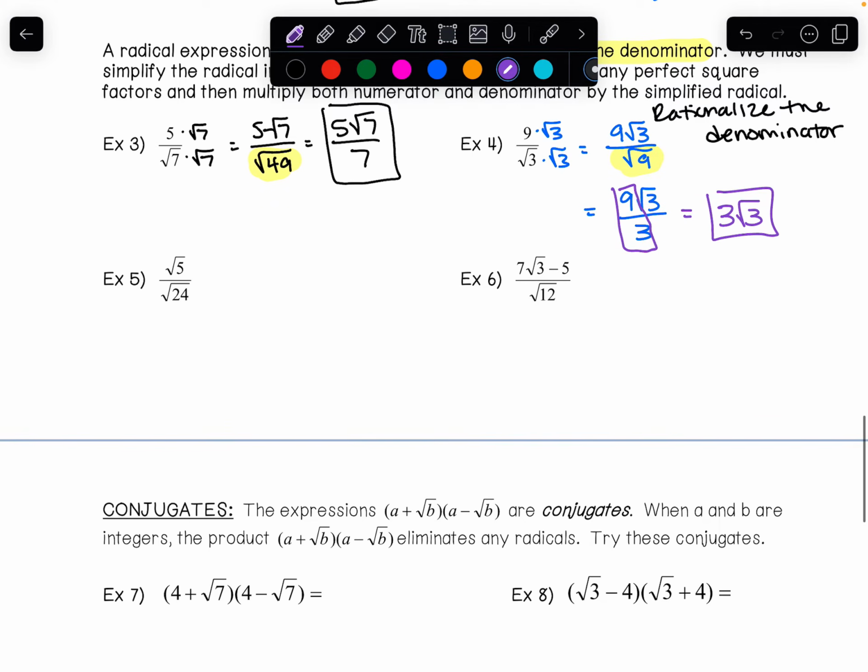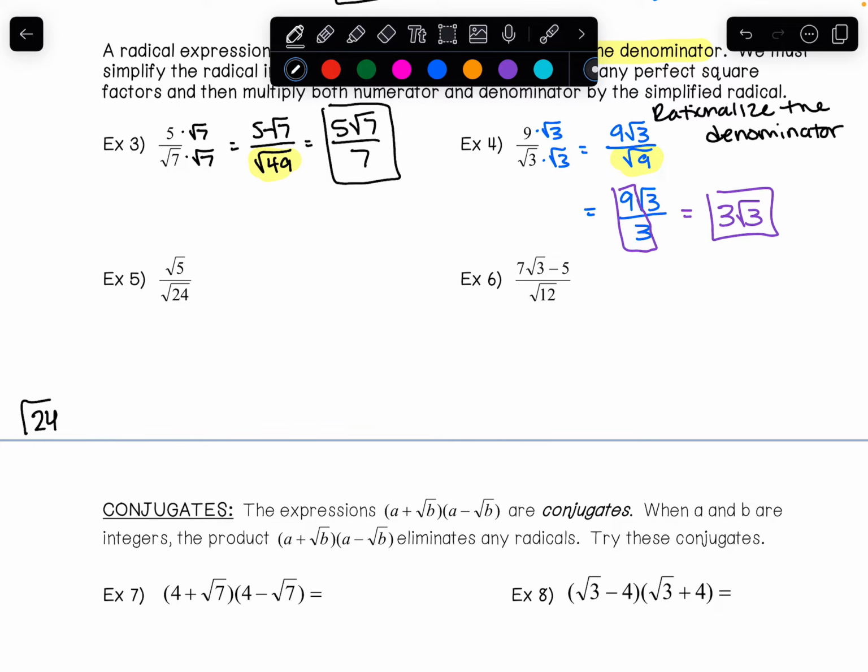In example 5, you could start off by multiplying by the square root of 24 in both the numerator and the denominator. But I can see that I can simplify the square root of 24 first. 7 was a prime number and 3 was a prime number, so I knew I could not simplify those to start. But I can simplify the square root of 24. So let's start off by doing that.